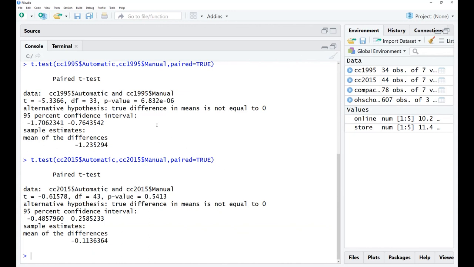Note that the null hypothesis here is that there is no difference in fuel economy between an automatic car and a manual transmission car. We see that for 1995, since the p-value is extremely small, we are rejecting the null hypothesis. Hence, there is evidence that cars with an automatic transmission indeed had lower fuel efficiency than cars with a manual transmission. However, we failed to reject the same for cars of 2015. This means that the technology in automatic transmissions has increased sufficiently such that there is no difference between the two transmission types. And this is what you can use a paired hypothesis test for.